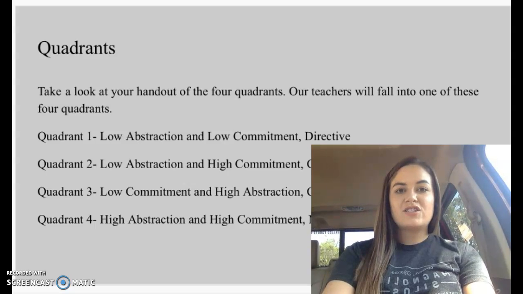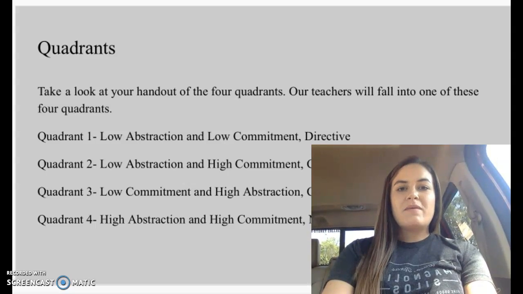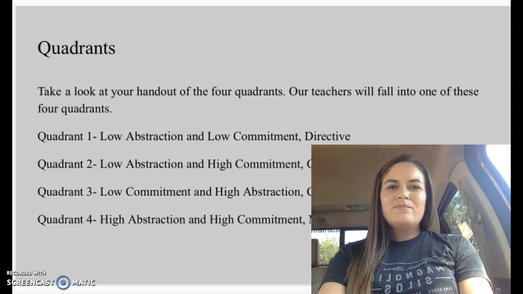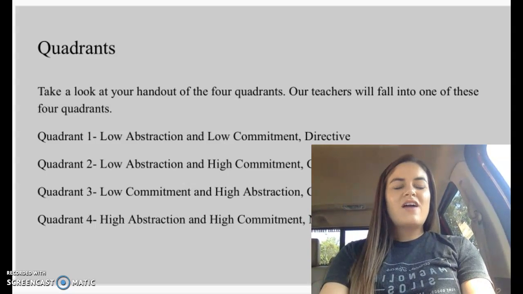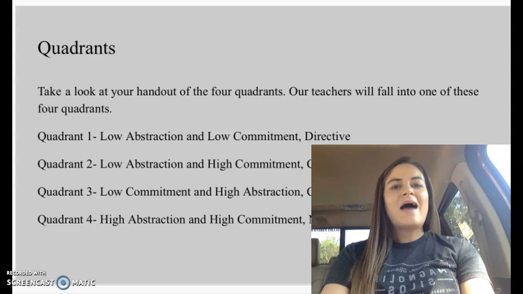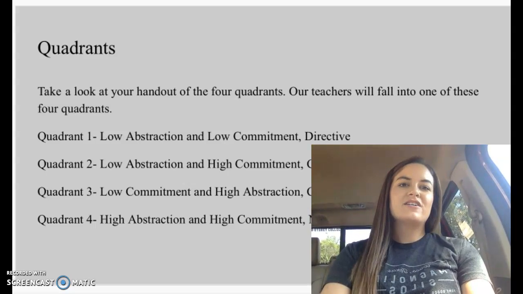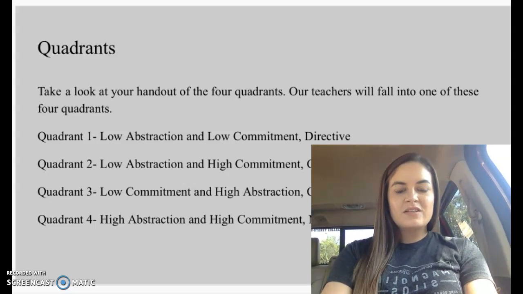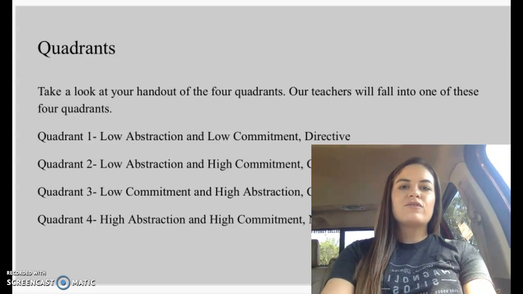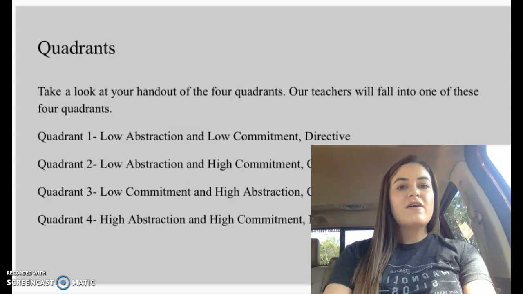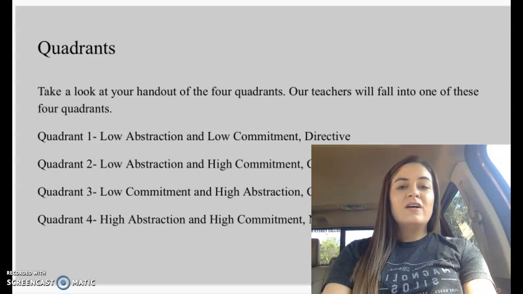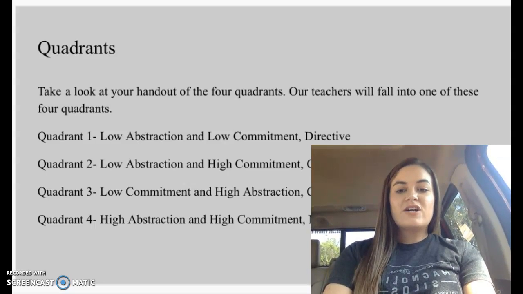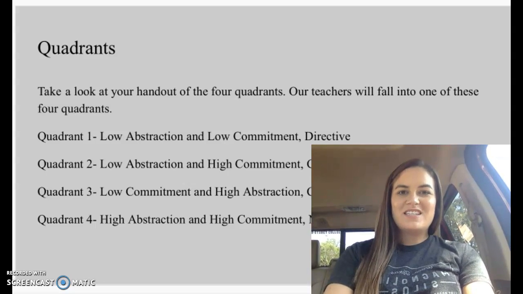They need you to come in and observe them and let them know where they can improve on. That's the low abstraction part of this. Low commitment, maybe they kind of want to be better, but they're not really committed to it. They're happy kind of where they're at. Maybe they understand that they could be better, but there's not much push there. So this is the teacher that really needs us to be directive and set out improvement plans for them. So that is our quadrant 1 teacher.